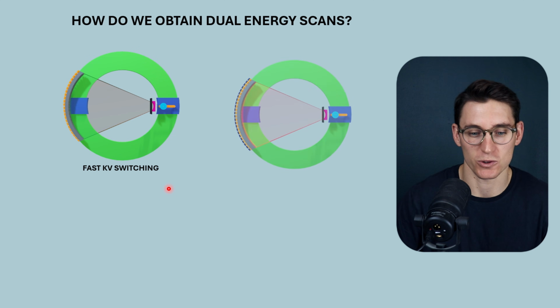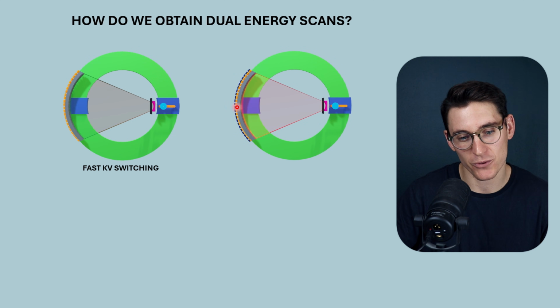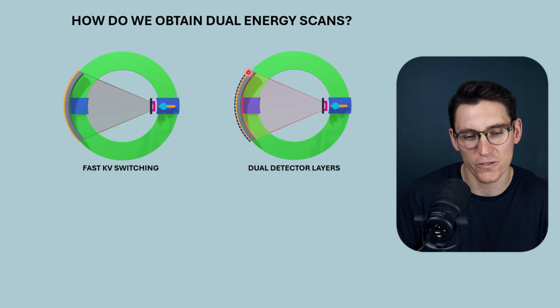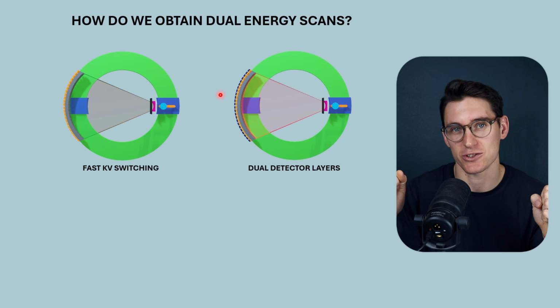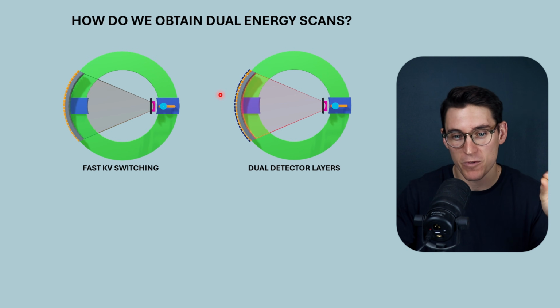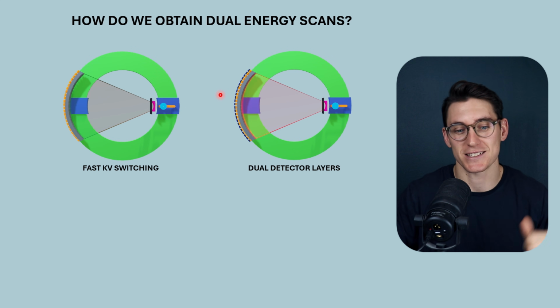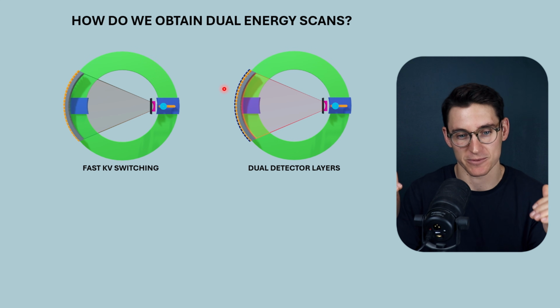The second single source mechanism is to have a single source with a single energy, but have 2 different detectors here. I call this dual detector layers. The first detector layer is going to respond to lower energy X-rays. The scintillation layer in that detector is going to create light only from lower energy X-rays. Higher energy X-rays are going to pass through that scintillation layer and be recorded by the second layer here that picks up higher energy X-rays.